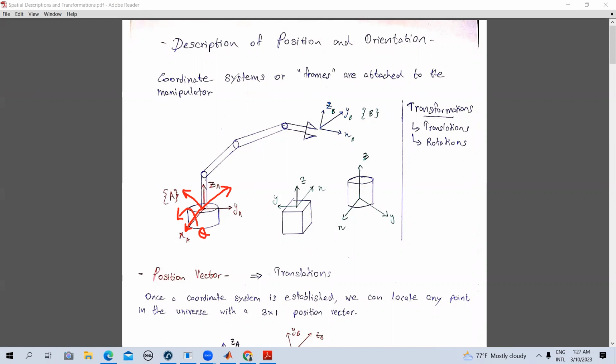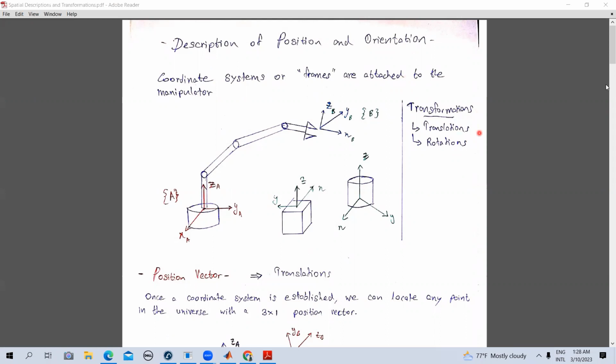Now, how do we describe them, right? These are the two types of transformations that are available, rotations and translations. Descriptions basically mean how we describe these transformations in a mathematical manner. So this is basically what the topic stands for: spatial descriptions and transformations. So how we describe these transformations.